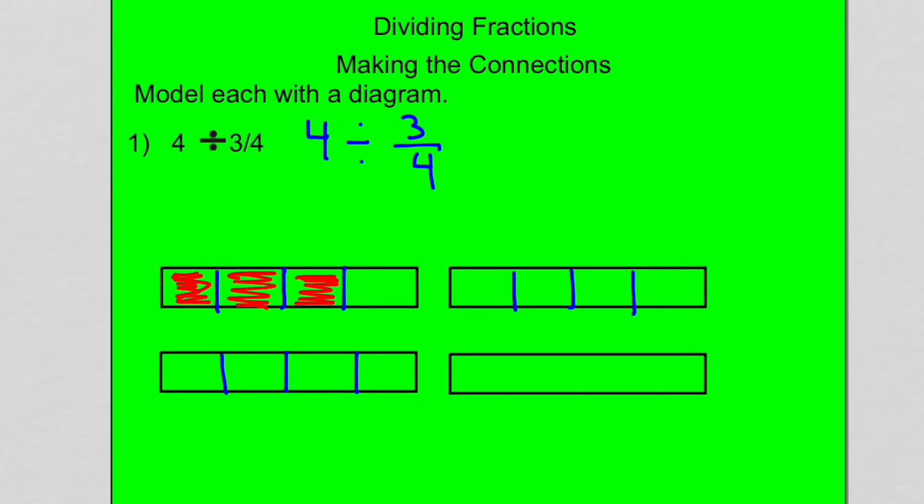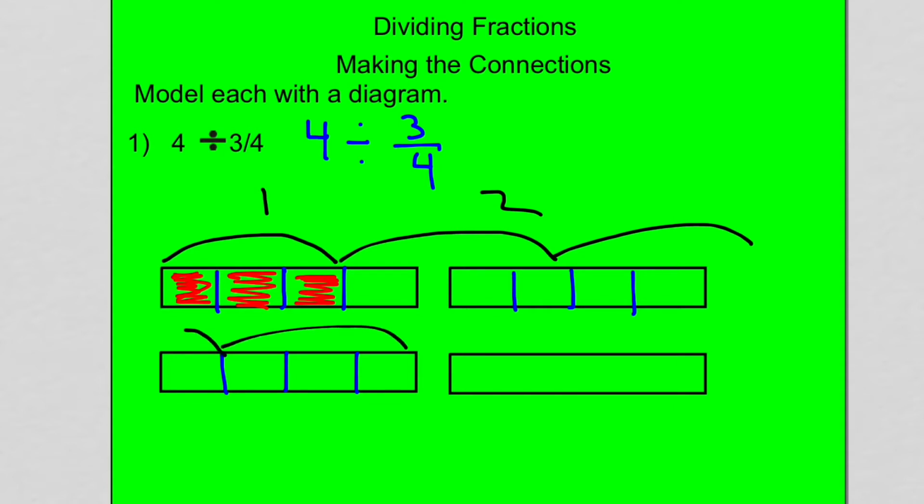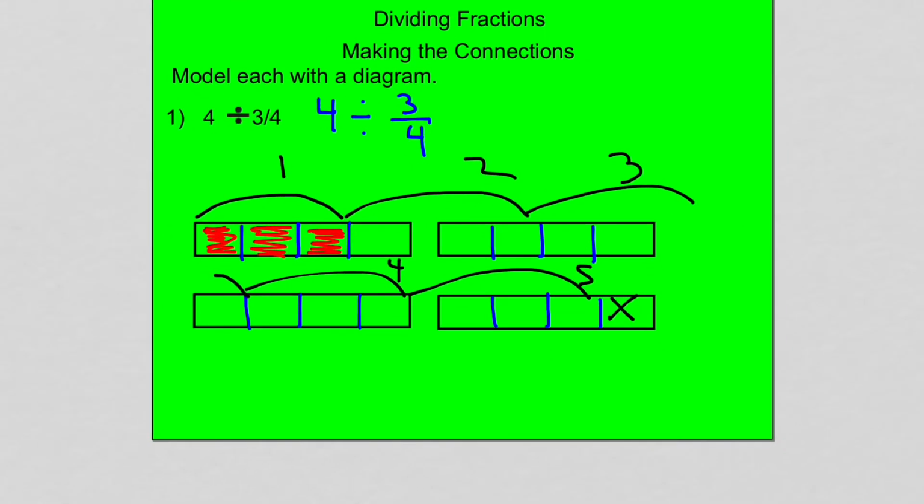And then we count how many groups of 3/4 are in 4 wholes. Well, I count 1 group of 3, 2, 3, 4. Oh, look at that. I forgot to divide my last rectangle there. So there's 5. And then there's 1 left over. So 1, 2, 3, 4, 5 groups of 3. That's where I get my 5. And then there's 1 left over out of what should have been a group of 3. So 5 1/3.